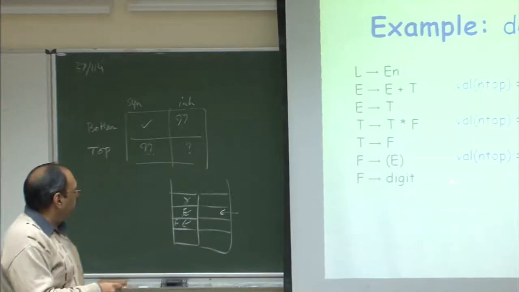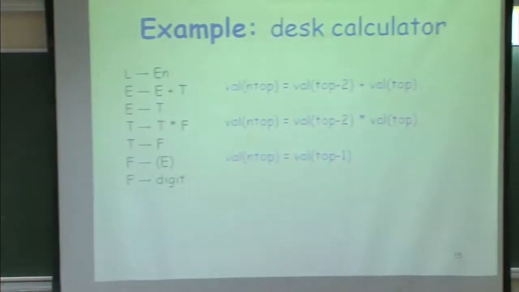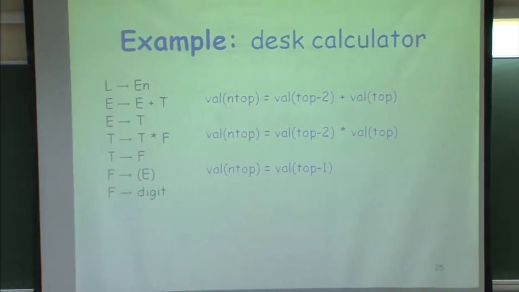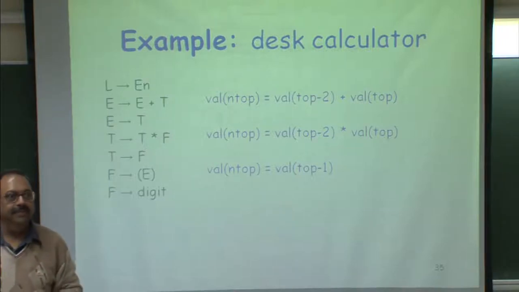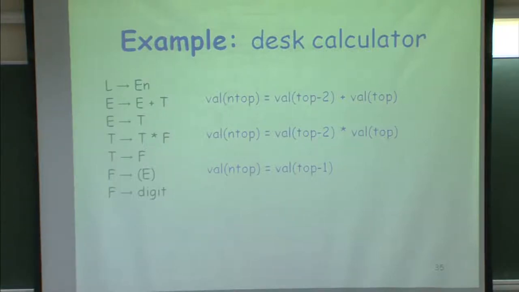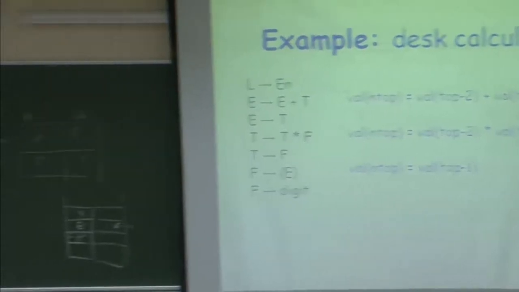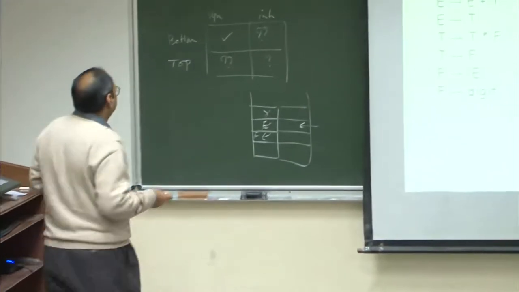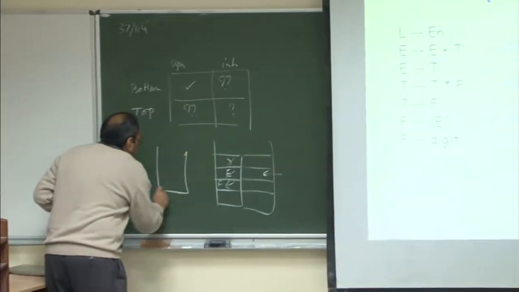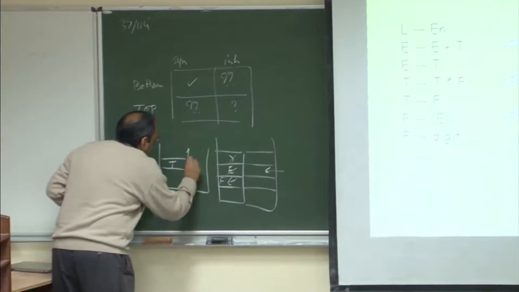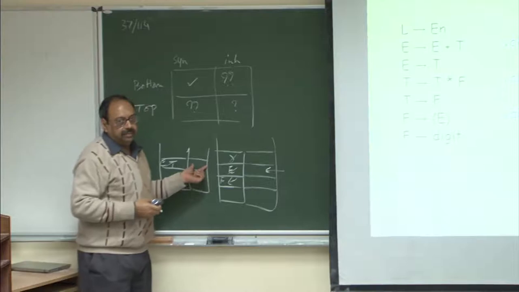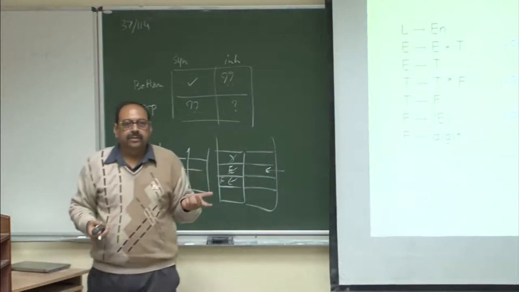What about action of this, this and this? What will happen here? So what about action of this? E going to T. So I have to do anything here? No, so I don't write any action here, because what is happening here is that my stack is containing T, and then this is value of T, then I replace this by E. The value is the same. So I don't have to write an action at all.